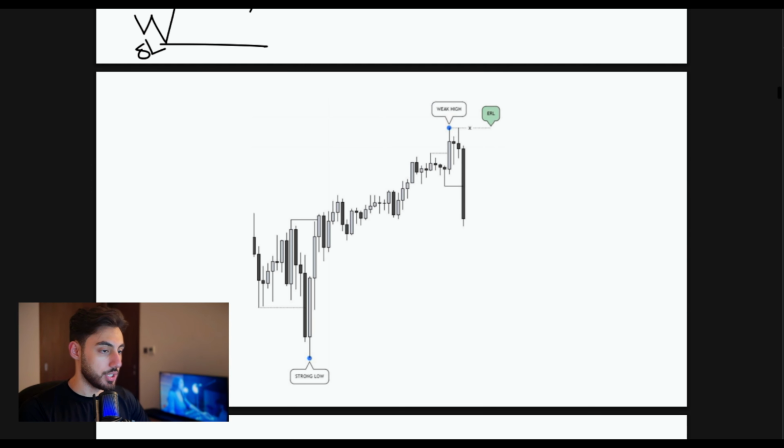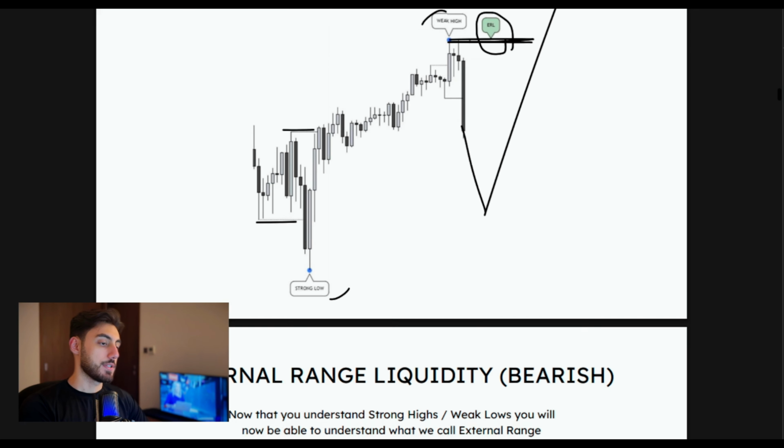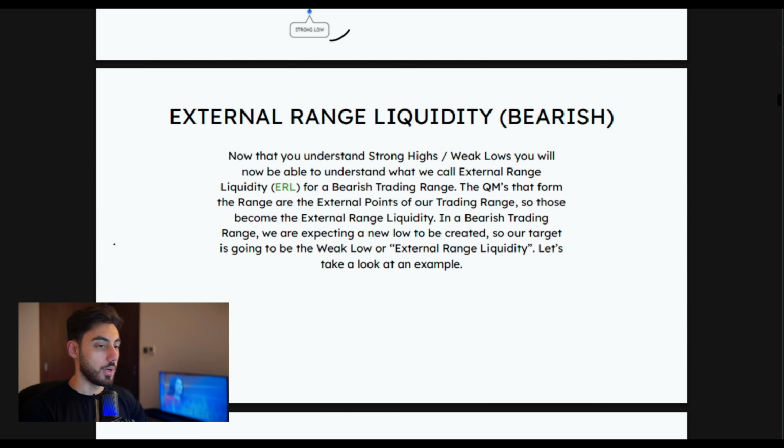Let's take a look at an example. Take a look. This is a bullish trading range, stop hunt, break of market structure, strong low, and a weak high. So in the bullish trading ranges, we are expecting price to take out and create a new high. So this weak high in a bullish trading range is going to be an external range liquidity point for us, right? And in the bearish trading range, it's going to be the opposite.